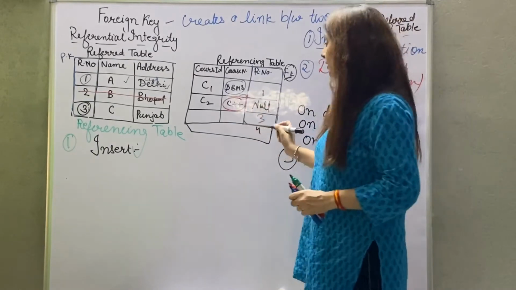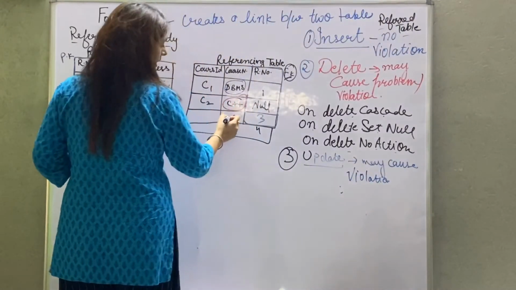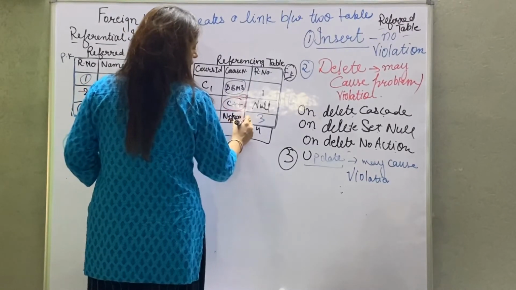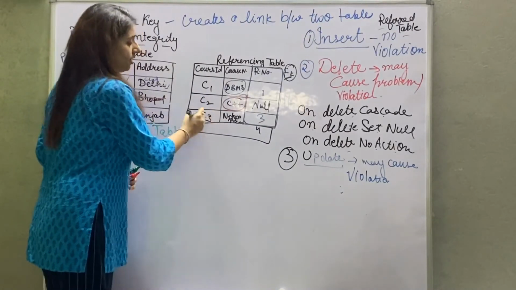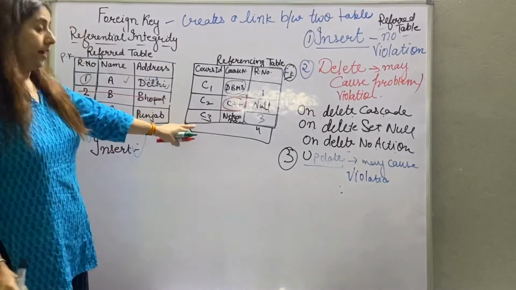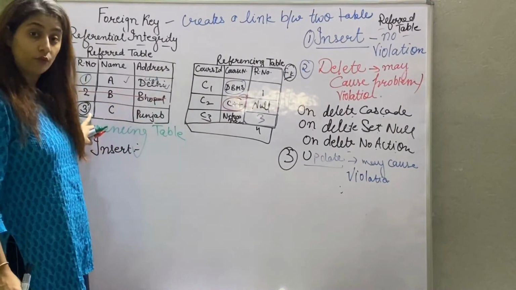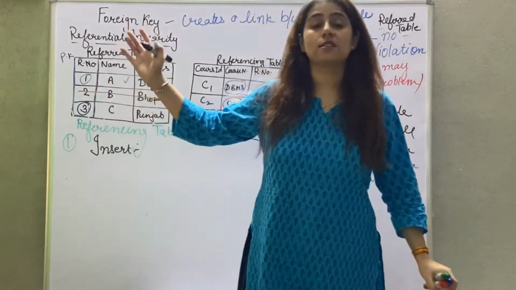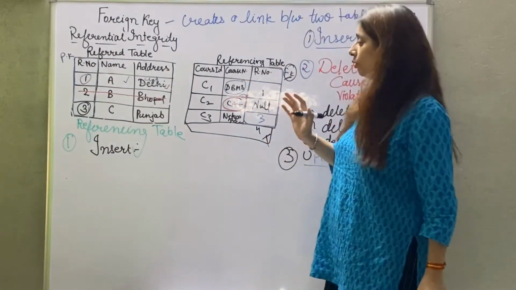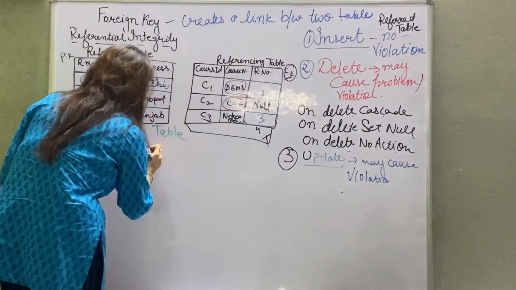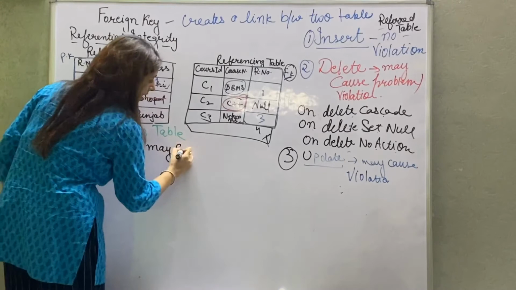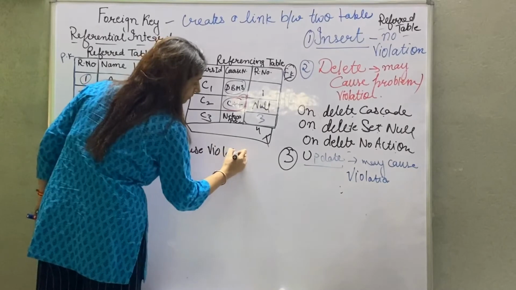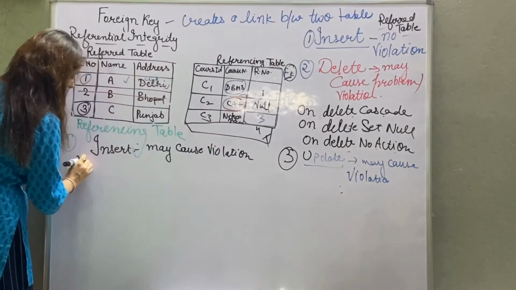It's okay to enter the value over here, like 3, C. Suppose he is studying networking, his course is C3. So I am adding this record here because record number 3 exists over here. Only then can you add it. If you want to add 4, which does not exist in the base table, you won't be able to do that. So in this referencing table, it may cause a violation, or you can say a problem. Next is delete.